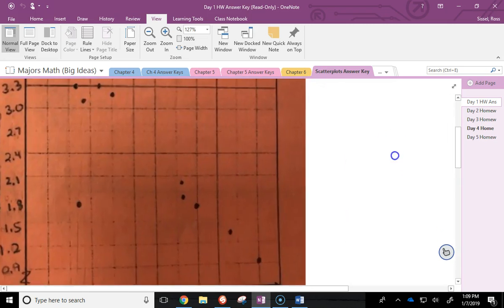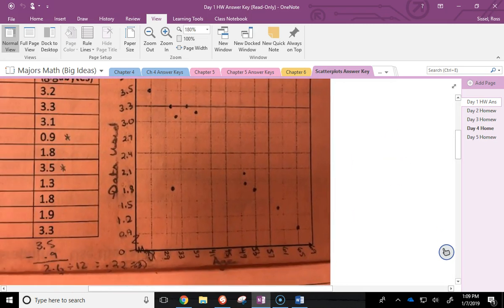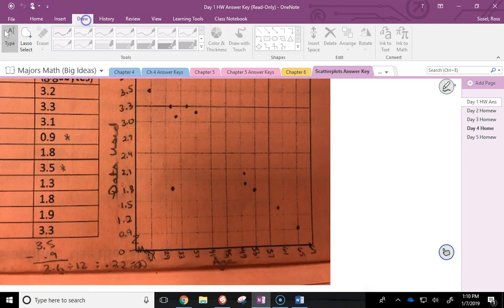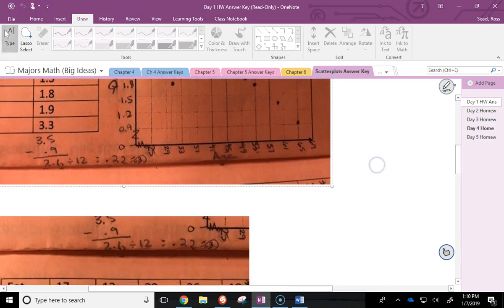Your graph should have looked something like mine if you look up here. Here are my points. My points are right in here. You can see how they're trending down to the right. If yours doesn't look like that, make sure you go back and check. If you want me to help you with it, I will a little bit later.